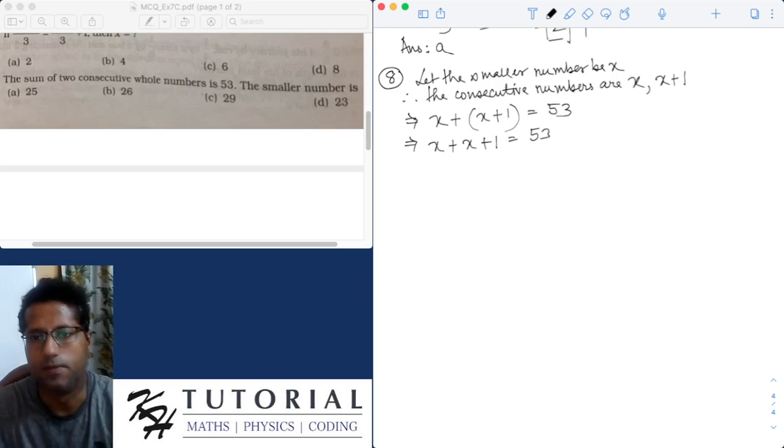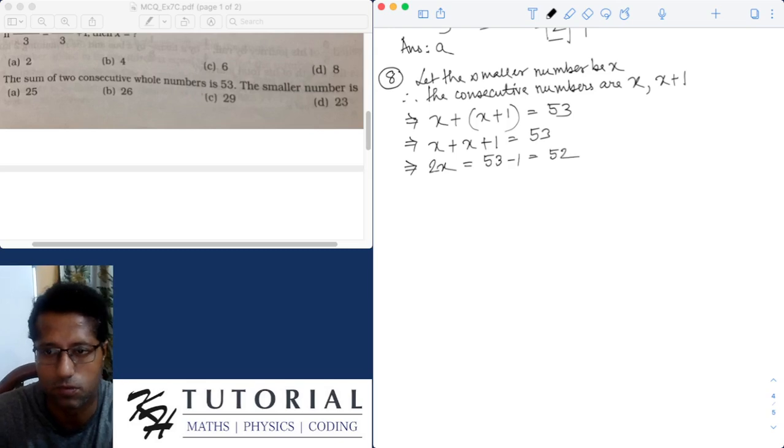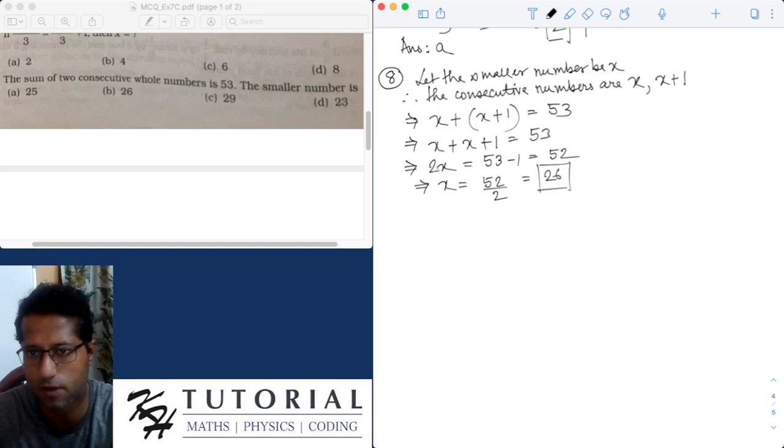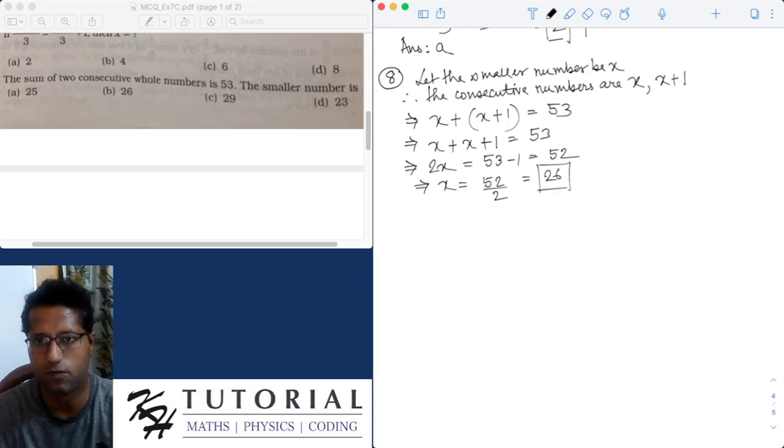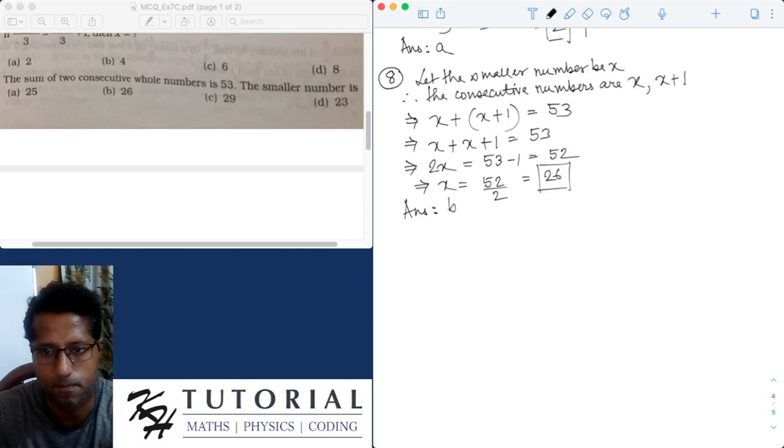Now I will keep all the variable terms on the left hand side and bring all the constant terms to the right hand side. This becomes x plus x becomes 2x and 53 minus 1, that is 52. So I got 2x equals 52. This implies x equals 52 by 2. This is 26. So the smaller number is 26. Okay, that is what it has asked. So the answer is choice B.